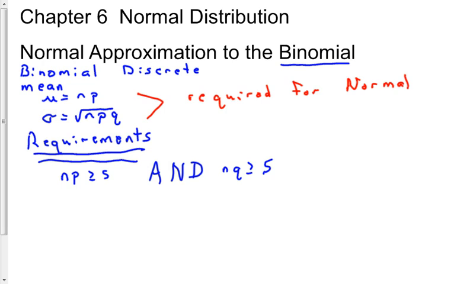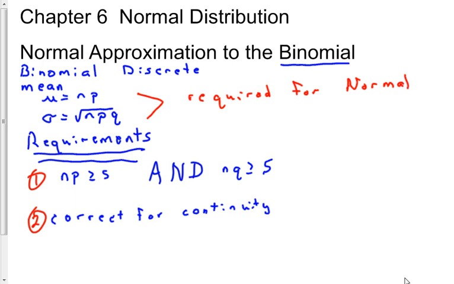Second thing you have to do is correct for continuity. These are two steps that do not exist in a regular normal distribution problem. Those are the two parts that for this question would be counted more heavily.